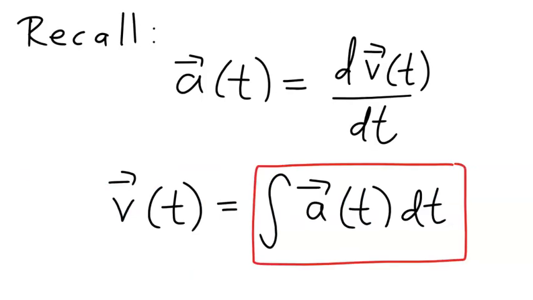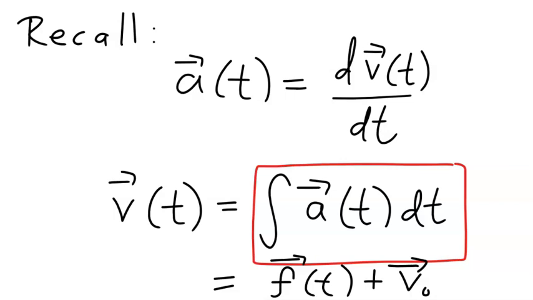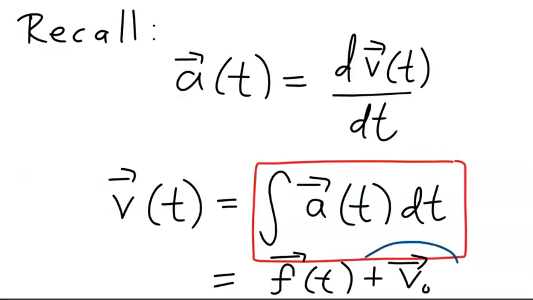So once we integrate this function, we have to accompany the result of this integration, let's say it's a vector function f(t), with an integration constant. In this case, it's going to be a constant vector v0. Only once we have found this vector v0, we have a complete description of the instantaneous velocity.